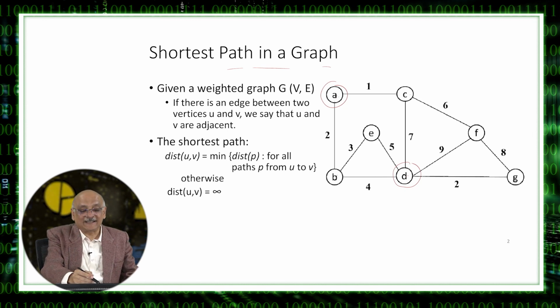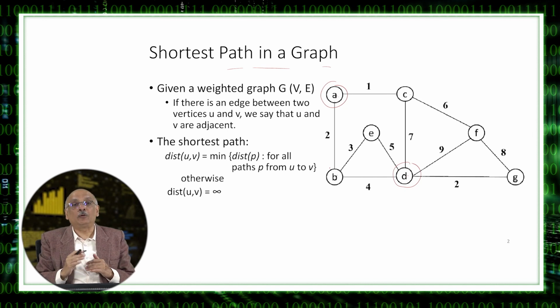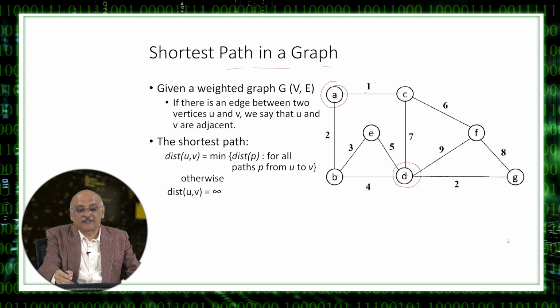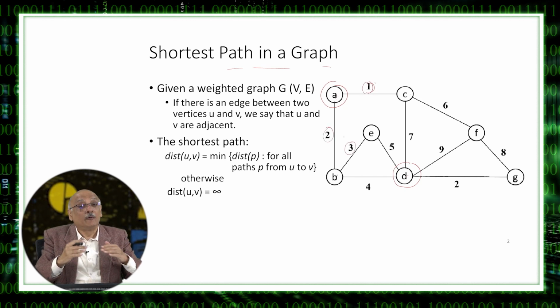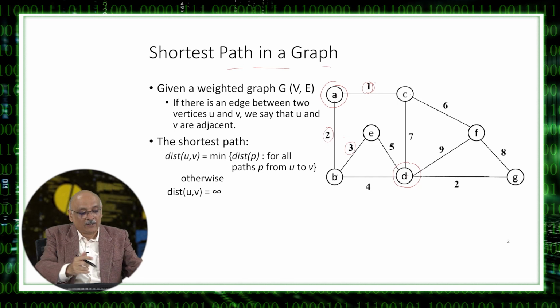However, paths may be many, whereas adjacent is defined as a node, like C is adjacent to A because it has a direct path from A to C, and so is B. So how do we define the shortest path? It is the distance between U and V, which is defined by the weight, right? And I told you that this may not be the physical distance, it may be time, depending on what you want to optimize.